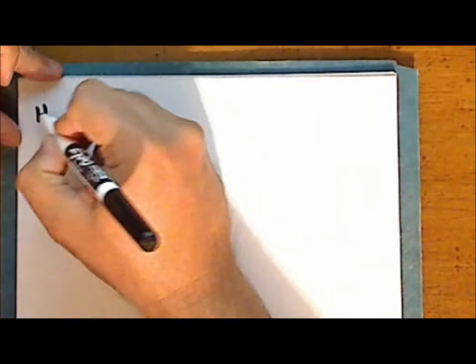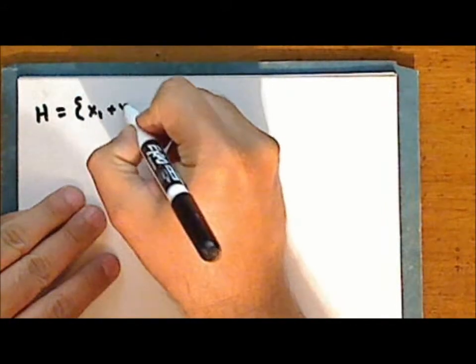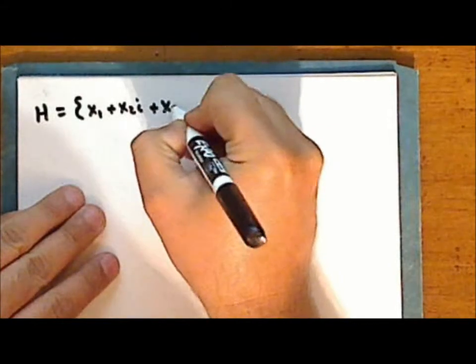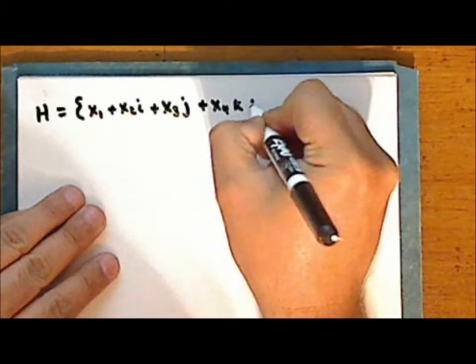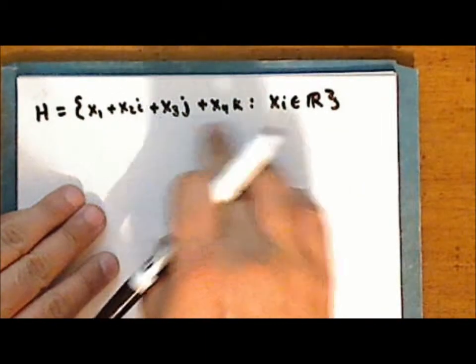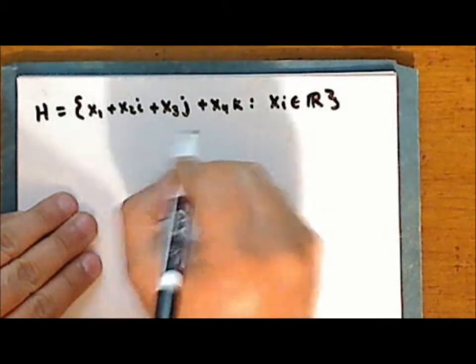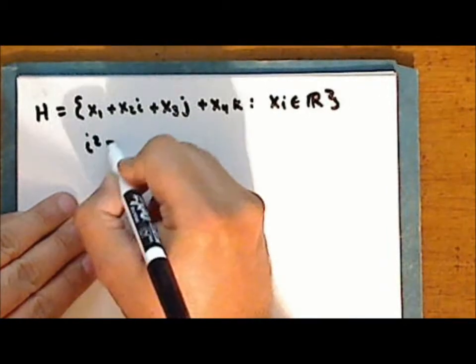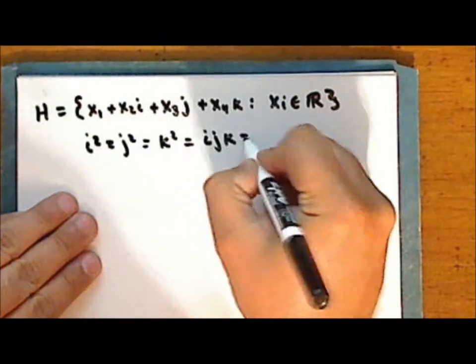So recall that the set of quaternions is the set of all numbers of the form x_1 + x_2 i + x_3 j + x_4 k, where the numbers x_i are real numbers, and the numbers 1, i, j, and k are quaternion units, where the fundamental equation relating these units is i² = j² = k² = ijk = -1.